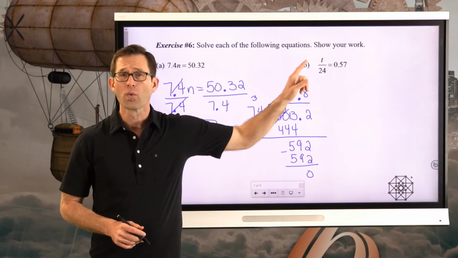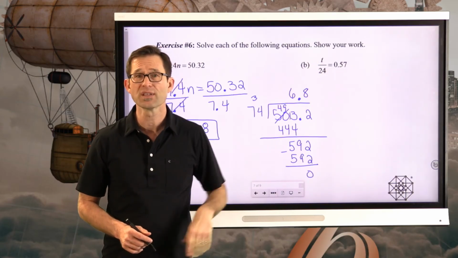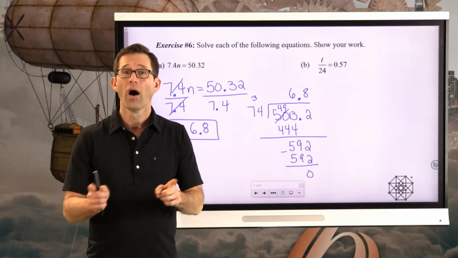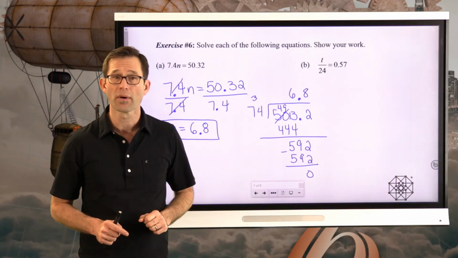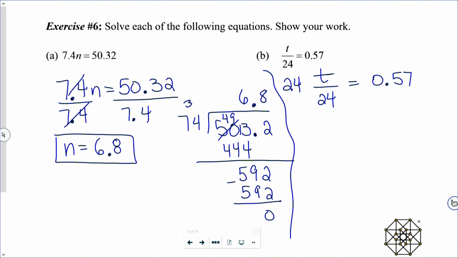In letter B, we're taking the variable t, we're dividing by 24, and we're getting 0.57. So, in order to get the t all by itself, I need to multiply both sides of the equation by 24. Right? So, exactly what we've been doing. I've got t divided by 24 is equal to 0.57. I'm going to multiply this side by 24 and this side by 24. Those are going to cancel. And of course, now comes the hard part.